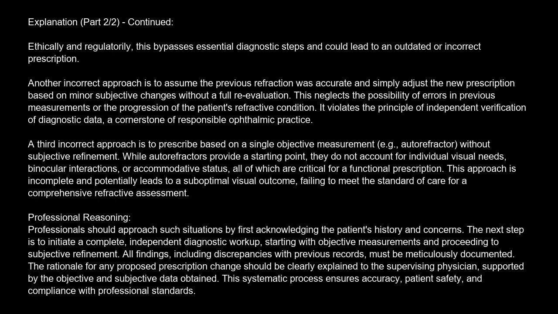Professional reasoning. Professionals should approach such situations by first acknowledging the patient's history and concerns. The next step is to initiate a complete, independent diagnostic workup, starting with objective measurements and proceeding to subjective refinement. All findings, including discrepancies with previous records, must be meticulously documented. The rationale for any proposed prescription change should be clearly explained to the supervising physician, supported by the objective and subjective data obtained. This systematic process ensures accuracy, patient safety, and compliance with professional standards.